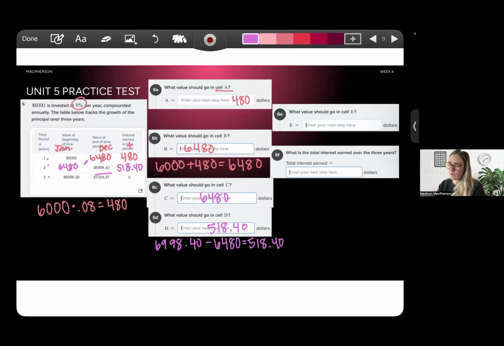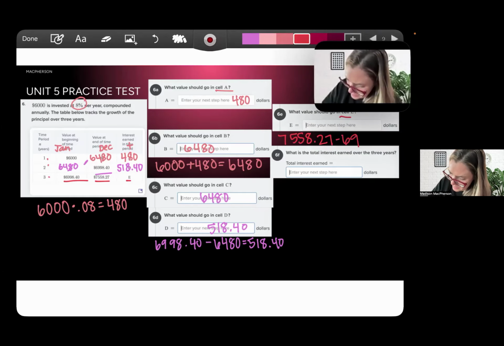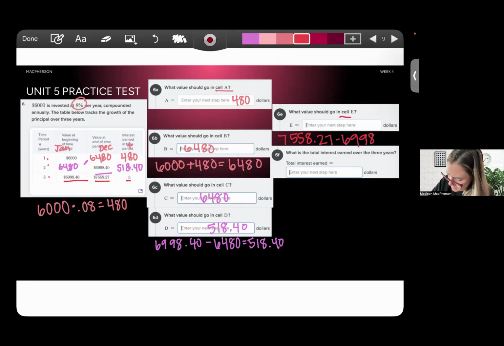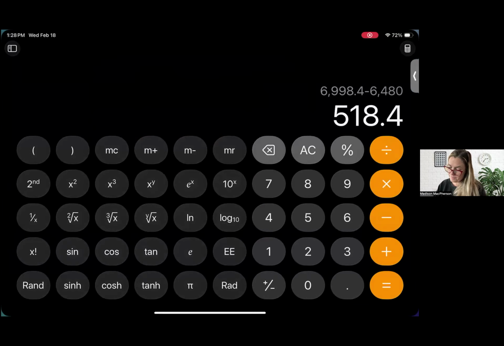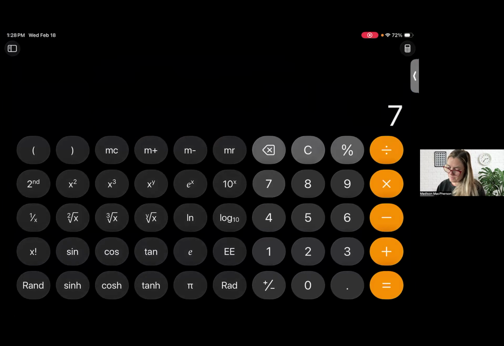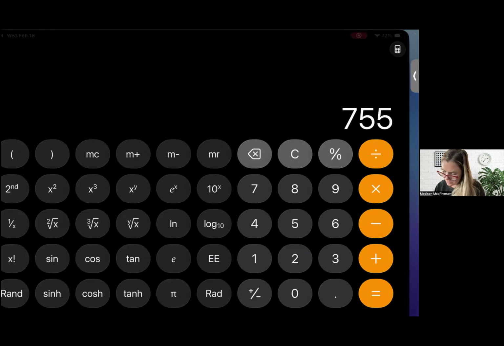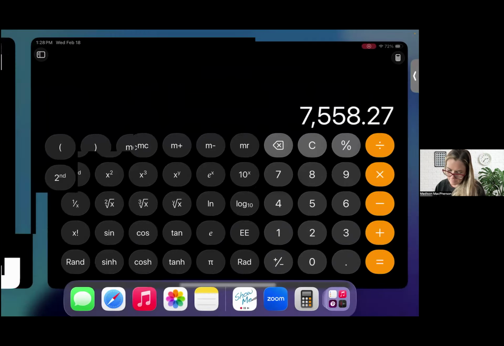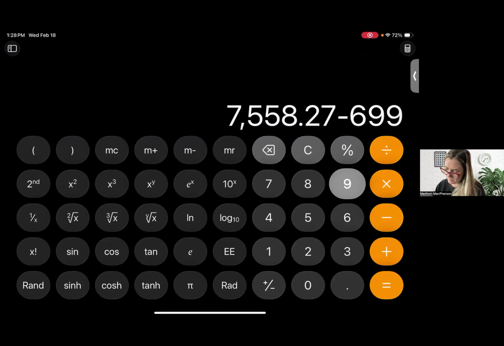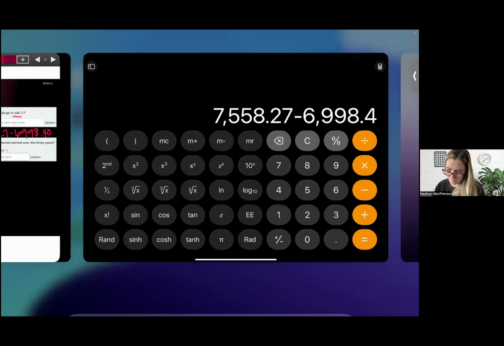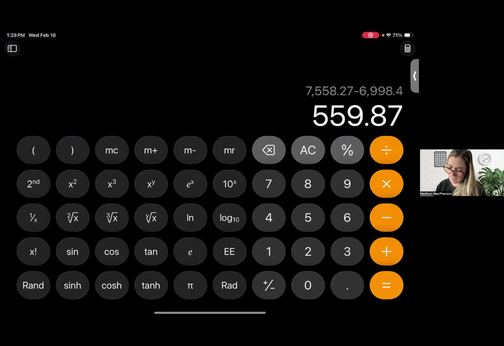Okay. What value should go in cell E? So now we're looking here. We want to find the difference between these two. So we've got 7,558.27 minus 6,998.40. And plug that into your calculator. Get 559.87.